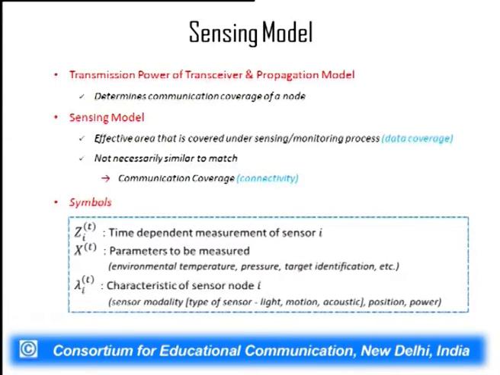Also, it can be the power, remaining power, or the maximum transmission power level, etc. So, lambda values are what? They are the sensor characteristics, and x values are the ones that are going to get measured.